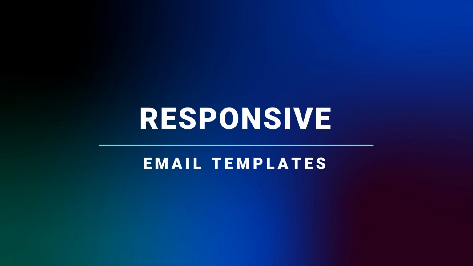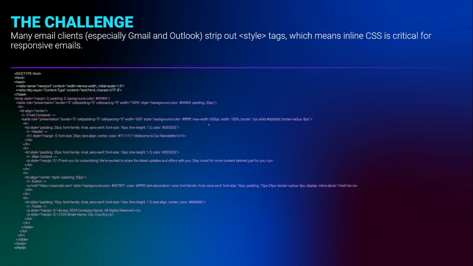Let's get started. So, the challenge: email clients strip out style tags. If you have a style tag in the head, email clients will delete it, which means we have just inline CSS left. So we can't use media queries. We can just use inline CSS. And it's an old version of HTML. In this old version of HTML, we use mostly tables because tables help us in building responsive templates.